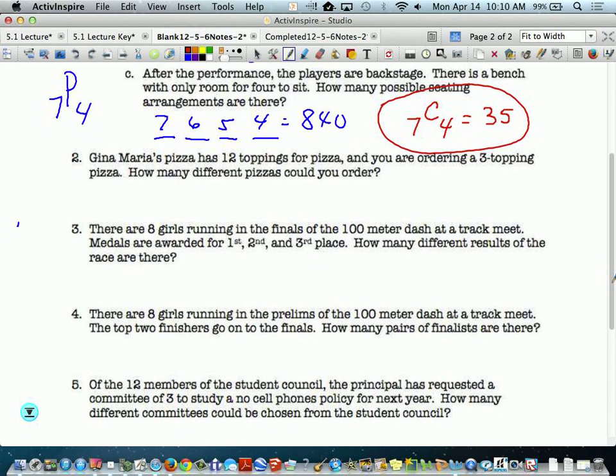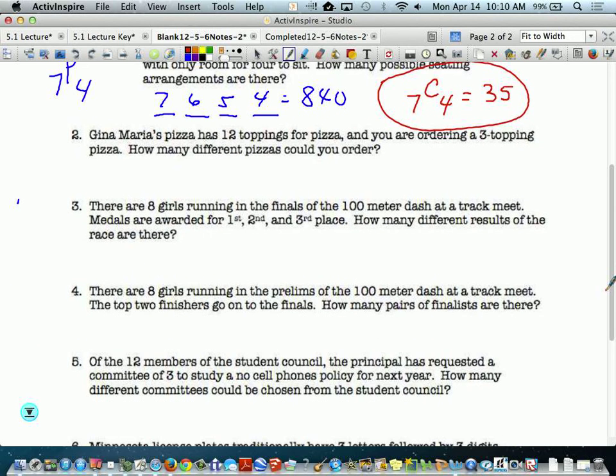Let's keep moving. But you guys are starting to understand the difference, and if you're making an argument for 7C4, then you are understanding the difference between combination and permutation. That's what we want.